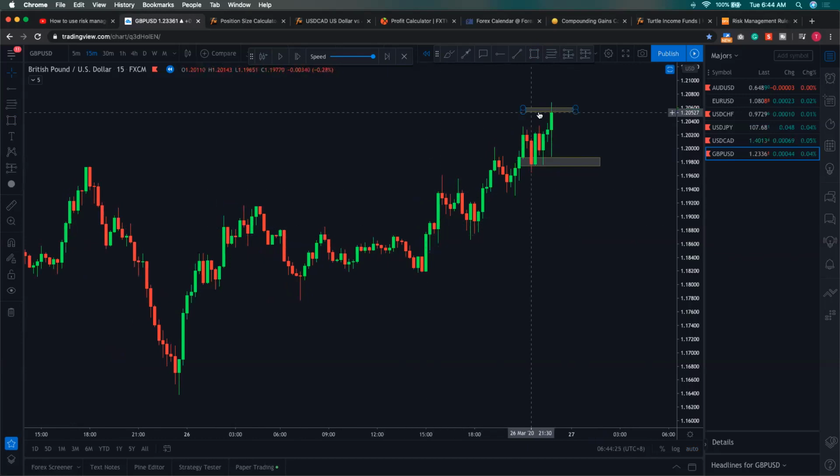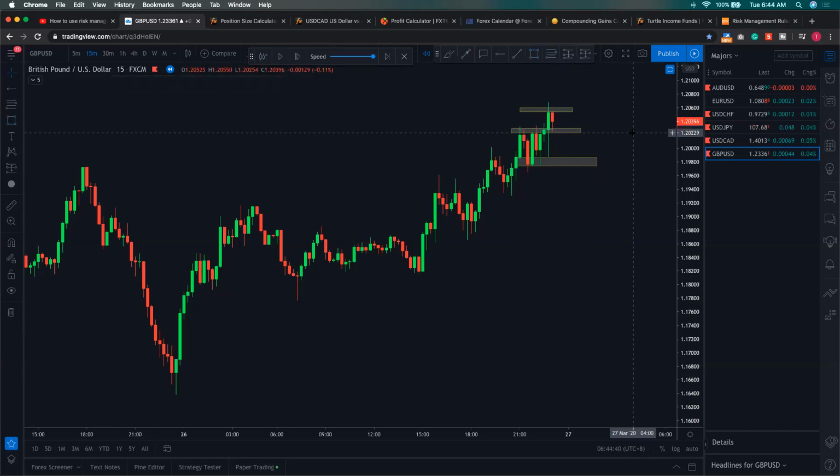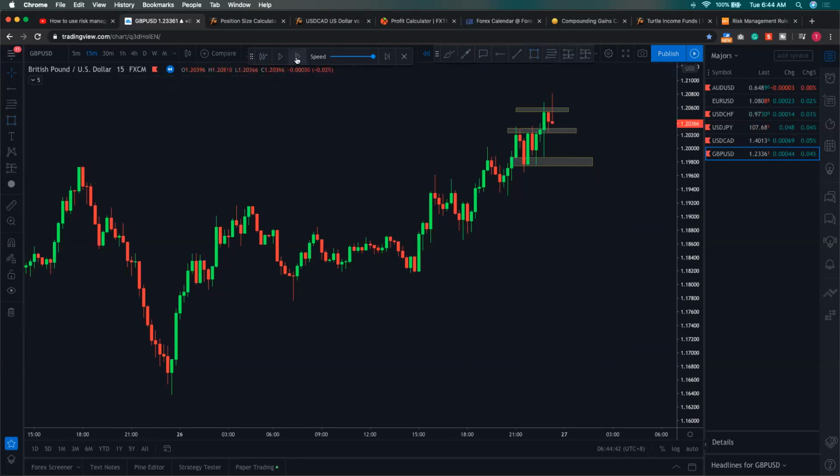So I know it's an uptrend, but now price is rejecting this area, so I will wait and see what price will do next. For now, I'm just concentrating on the 15 minutes. I see that this is another minor support and resistance area, and then I'll just wait.